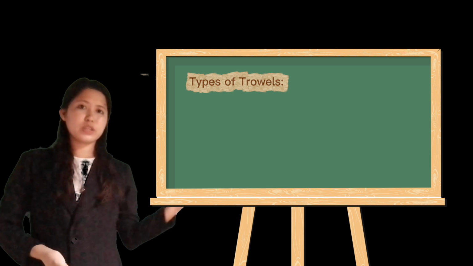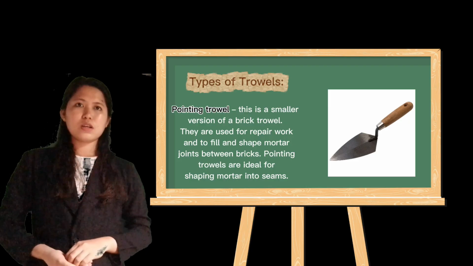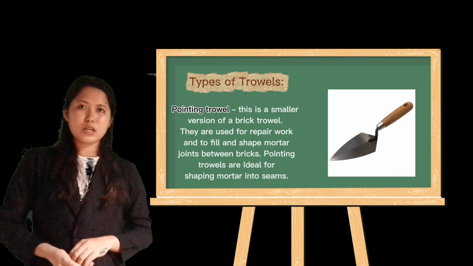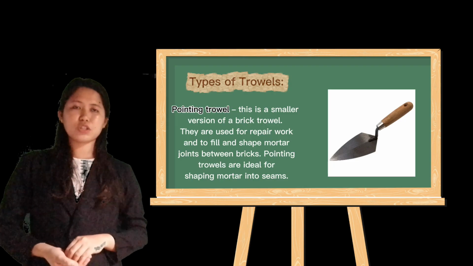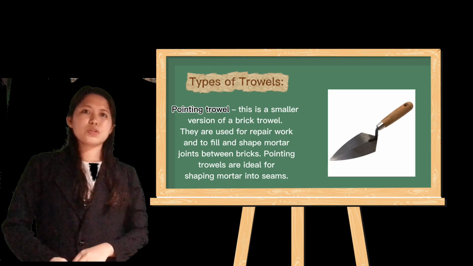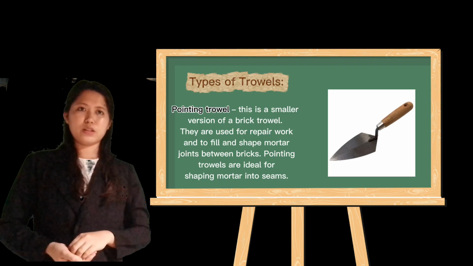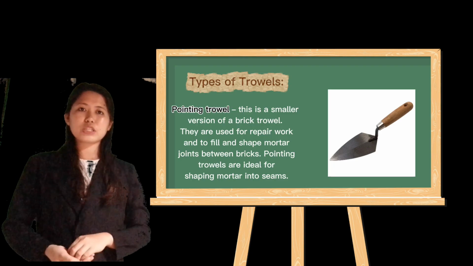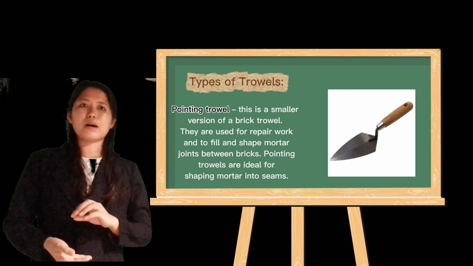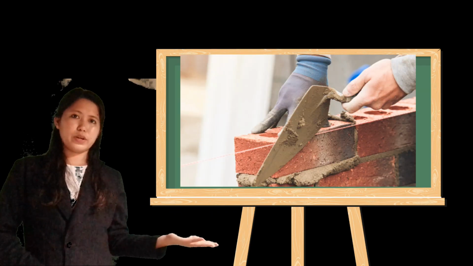Next is pointing trowel. Pointing trowel is a smaller version of brick trowel. They are used for repair work and to fill and shape mortar joints between bricks. Pointing trowels are ideal for shaping mortar into seams. Yung pointing trowel is mas maliit lang siya na version ng brick trowel. Ginagamit ito sa pag-aayos ng bitak or paglalagay ng semento sa maliit na pagitan ng mga brick. Ito yung ginagawa gamit yung pointing trowel.